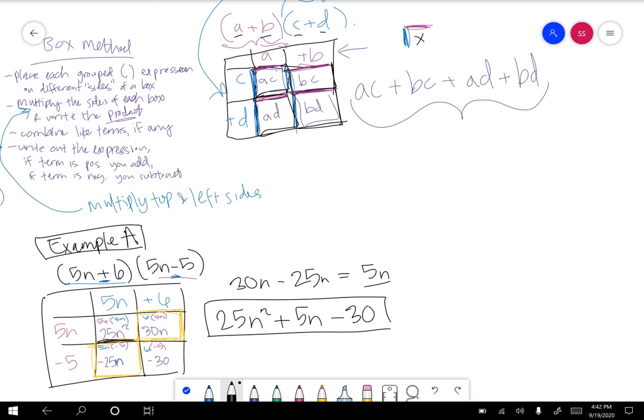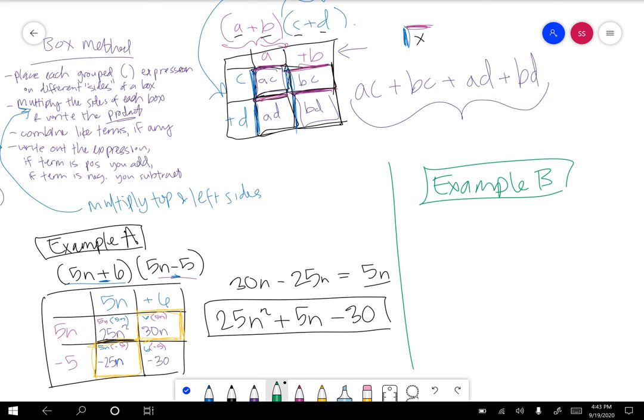Now, I'm going to show you one more, and then I'll let you do one by yourself. Don't worry, at the end of the lesson, you'll be doing lots by yourselves, but just do one for now. Okay, so let's do example B.